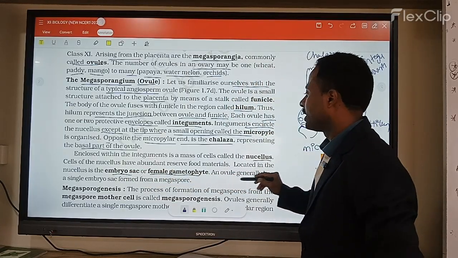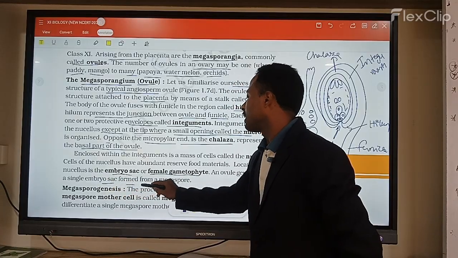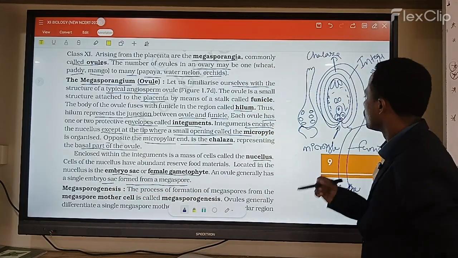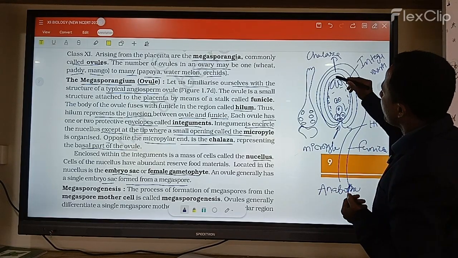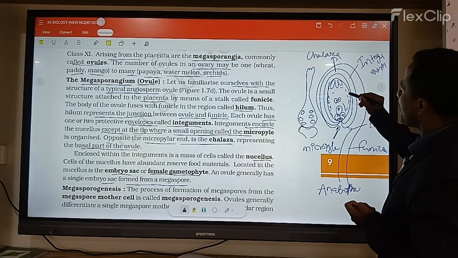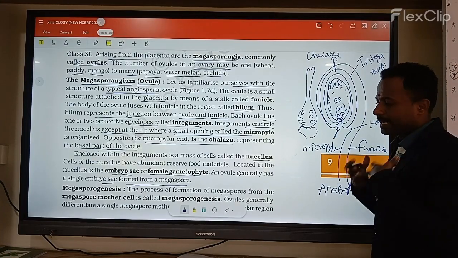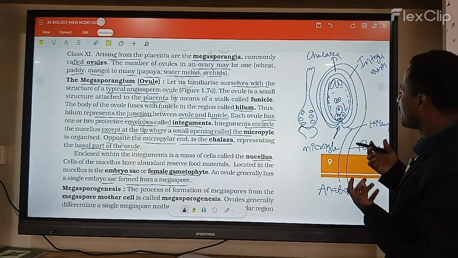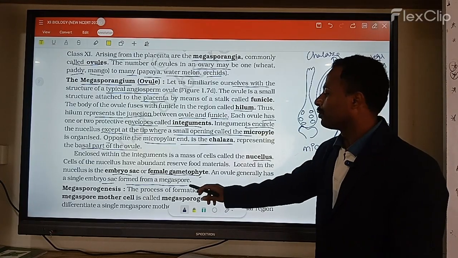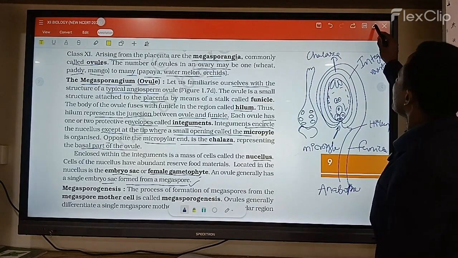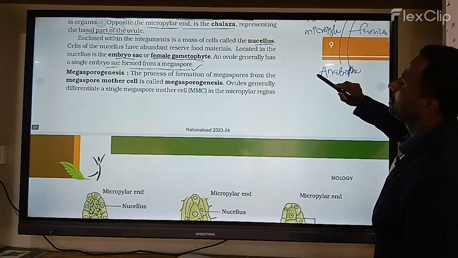In an ovule, a single embryo sac is formed from a megaspore. So the embryo sac, called the female gametophyte, takes up food from the reservoir and then develops into the female gametophyte, which originates from the megaspore. That is the megaspore.